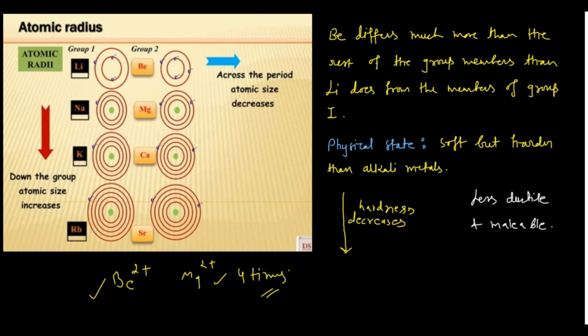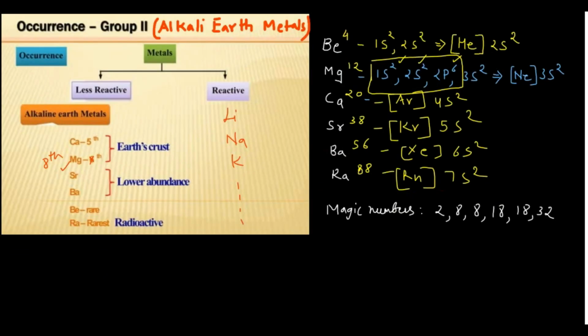Basically, they are also soft but harder than the alkali metals. As you can recall, in the case of the alkali metals, I showed you the video that they can be cut with the help of a sharp knife or blade. Similarly, these metals are also soft, but comparatively harder than your first group members. So what is the reason behind this? The reason is the metallic bonding.